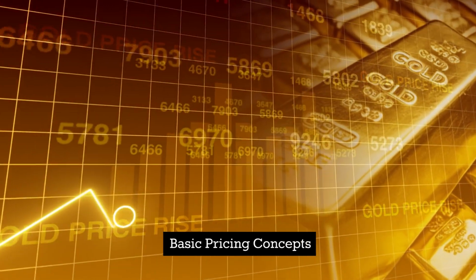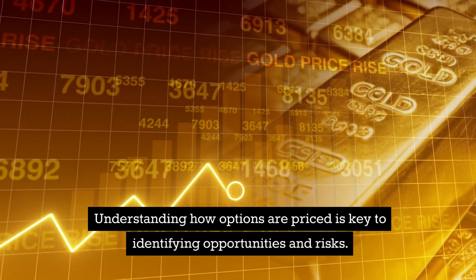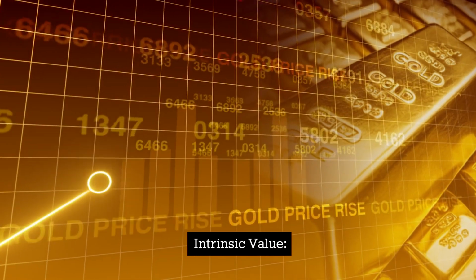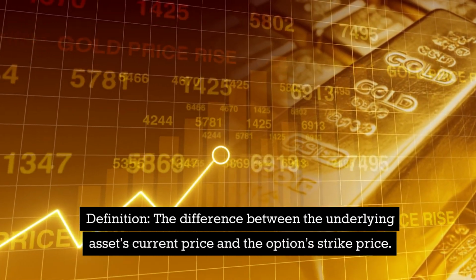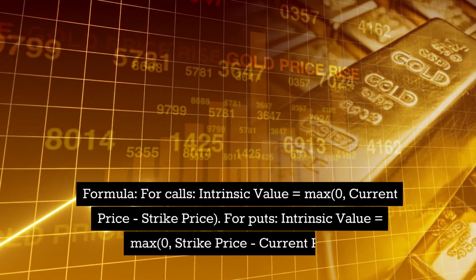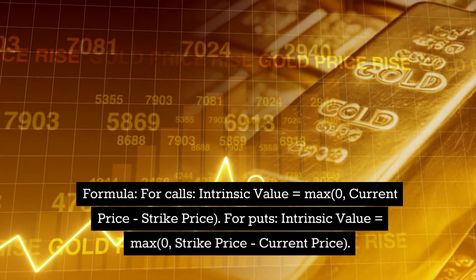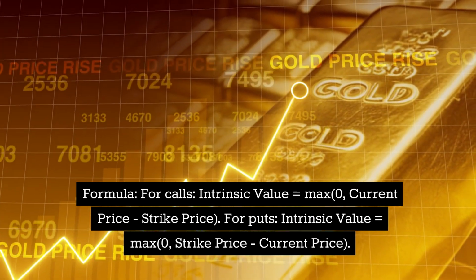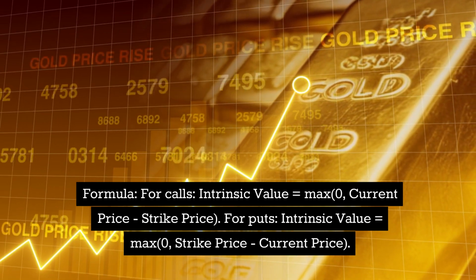Basic pricing concepts. Understanding how options are priced is key to identifying opportunities and risks. Intrinsic value. Definition: the difference between the underlying asset's current price and the option's strike price. Formula: for calls, intrinsic value equals max(0, current price − strike price). For puts, intrinsic value equals max(0, strike price − current price).